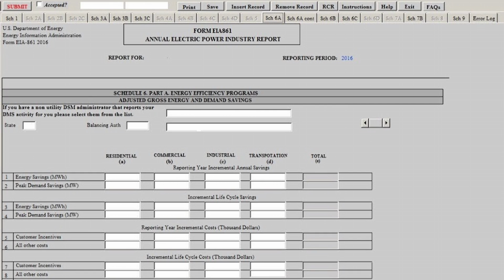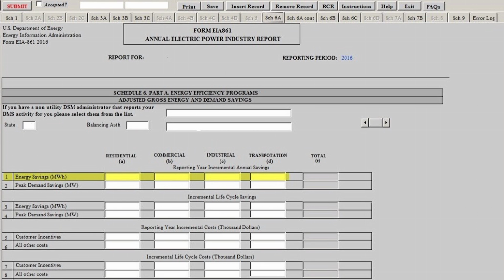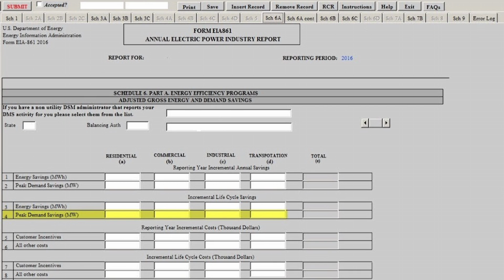Lines 1 through 4 are to be reported in megawatt hours, while lines 5 through 8 are to be reported in thousands of dollars. Line 1 collects reporting year savings. Line 2 is the peak demand reduction attributed to these programs. Line 3 collects the anticipated or estimated energy savings over the expected life of the energy efficiency program. Line 4 is the anticipated or estimated average of peak demand reduction from each year of the expected life of the program.